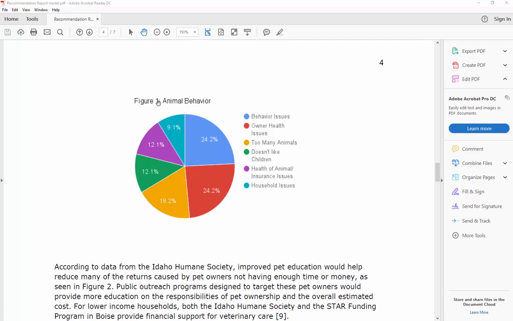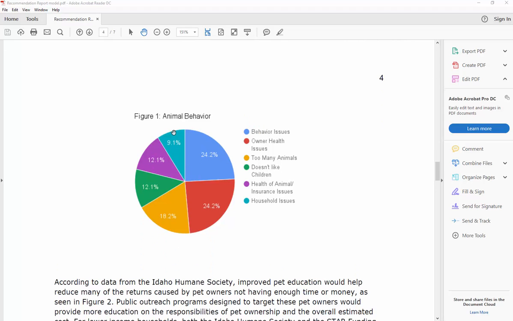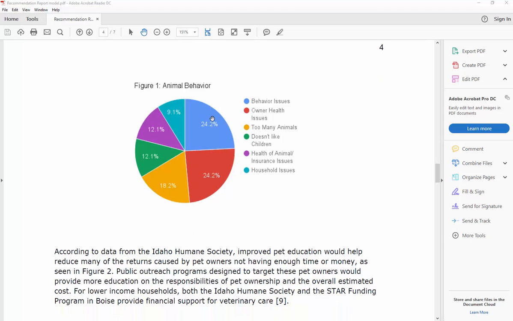And there are rules about how you refer to figures and graphs. One is that you label it something specific. I would say that this title needs to be a little bit more detailed. So animal behavior doesn't really represent it. Essentially, the graph actually shows why the animal was surrendered, for instance, or was returned to the shelter. So that figure caption is a little inaccurate. So that's the first rule.